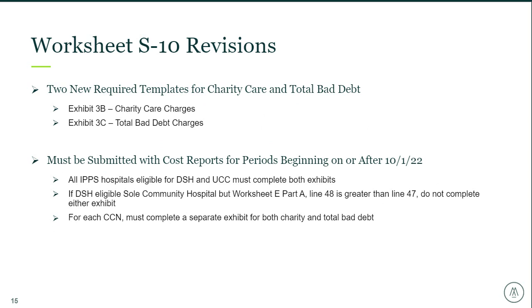So moving on from the new instructions, the other big changes are there are now 2 new required templates for charity care and total bad debt. Exhibit 3B is for charity care charges, and Exhibit 3 is for total bad debt charges. Both these templates are required for DSH-eligible cost reports beginning on or after 10/1/2022.